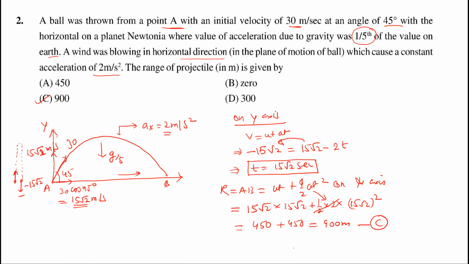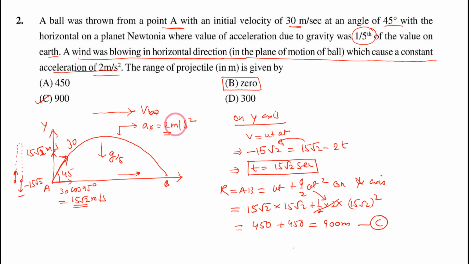In this question number 2, there is one more answer given, and that is B. Okay, so how does it come? Actually, in the question, we have to be careful while reading the question. Wind is blowing horizontally in the plane of the motion of the ball, which causes constant acceleration, and it is not given whether the wind is blowing in the direction of throw or against the throw. So initially we solved this problem for the wind blowing in the direction of throw, right? What happens if the wind is blowing against the direction of throw?